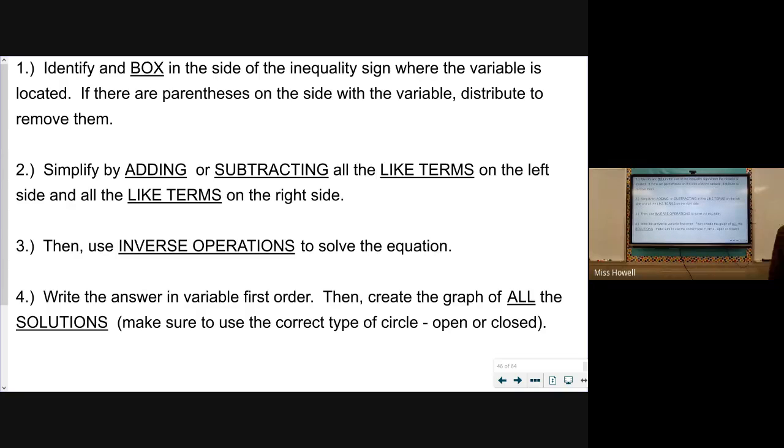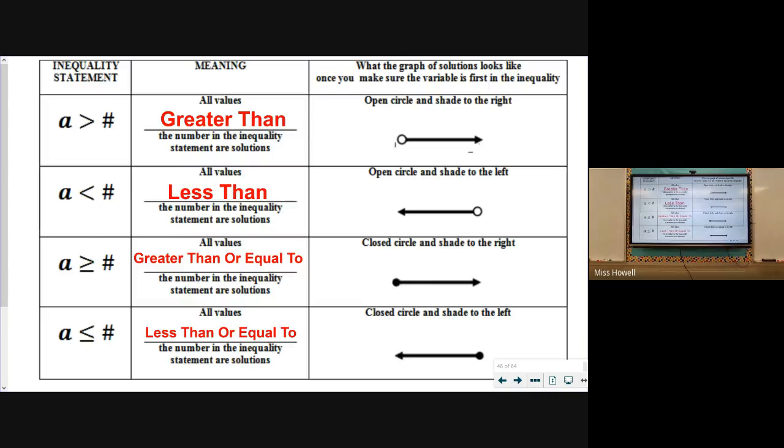Step 4 down there suggests to write your final answer in variable first order. A few of us didn't do that on some of our previous assessments, and it caused us to color the wrong solutions on our graph. So my suggestion is take the time to put that variable in front, the number in back, and get your sign pointing in the direction that will most help you color or shade in your solutions. Because once your variable is in front, then these rules apply. The variable has to be listed first for these to be your resulting graphs, so be careful.